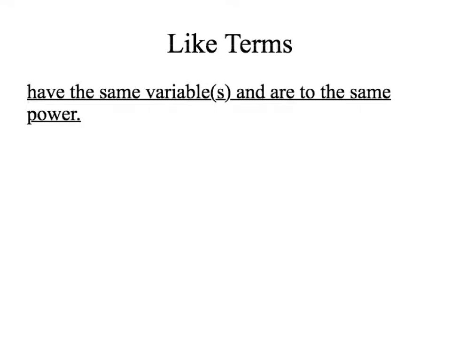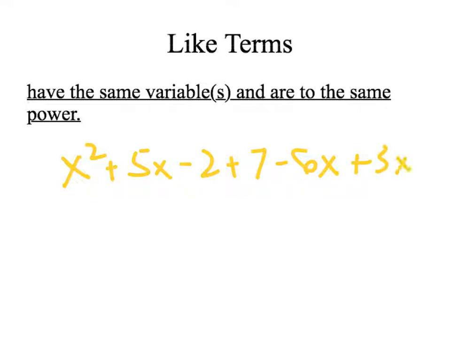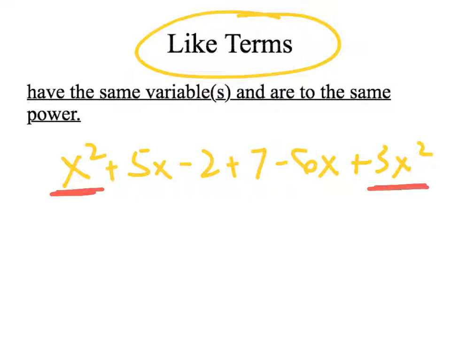When we simplify, we're looking to find things to make it just easier to understand. And if we have a huge string of things like x squared plus 5x minus 2 plus 7 minus 6x plus 3x squared, it's not very simple. So what we're going to do is look at the like terms. We're going to look at things that have the same exponent and the same power.